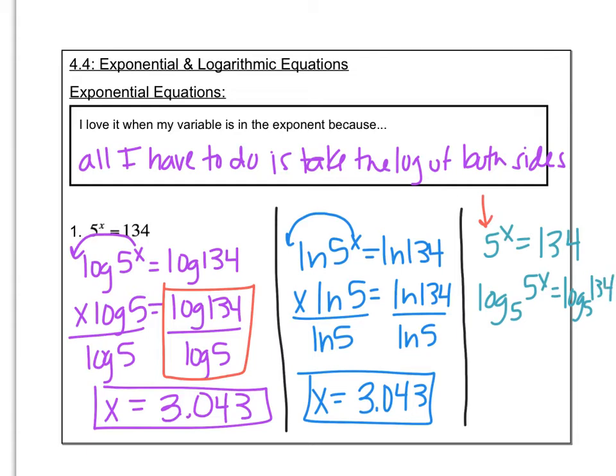And then what happens with the 5 and the log base 5 is they cancel out. And I just have to type this part right here on my calculator. Your calculator will accept that as something you're allowed to type in. So you would type it in your calculator and you will still get that same answer of 3.043.